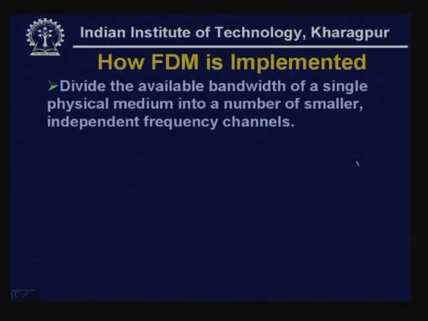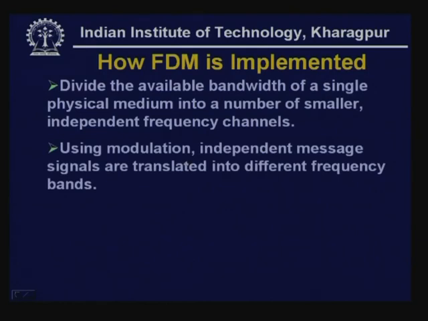What is being done? The available bandwidth of a single physical medium is divided into a number of smaller independent frequency channels. Look at this figure: smaller and independent frequency channels. So, they should not overlap with each other.